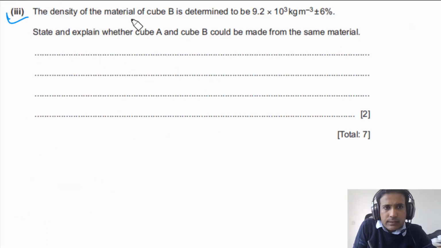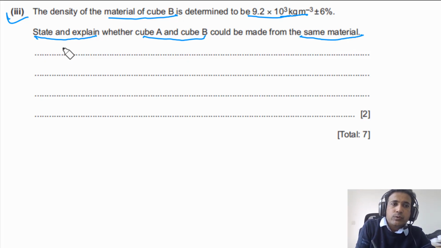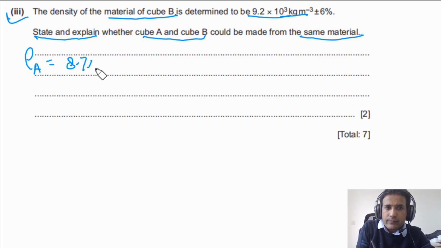The third part says the density of the material of cube B is determined to be 9.2 times 10 to the 3 kg per cubic meter, plus or minus 6%, and this is the tolerance. We need to state and explain whether cube A and B could be made from the same material. In the last part, we have already found the density of cube A. That was equal to 8.7 times 10 to the 3 kg per cubic meter.